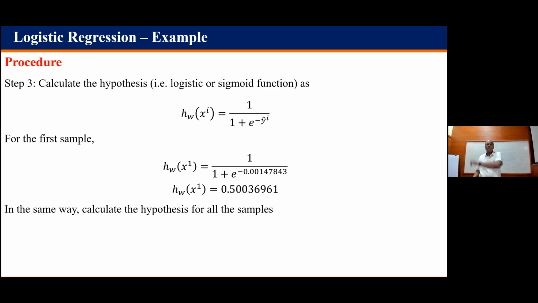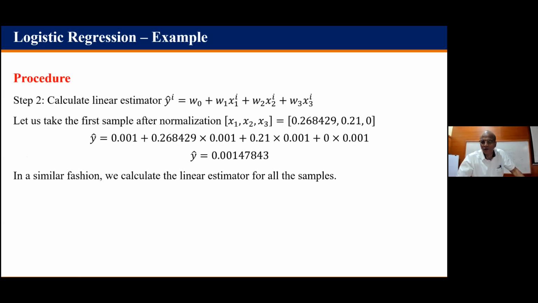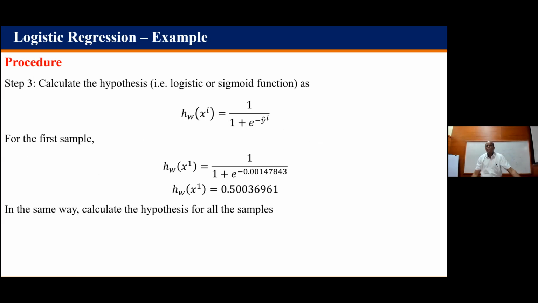Now calculate the hypothesis. HW of x of i is a vector: 1 by 1 plus e to the power of minus y hat. Previously we calculated 0.001. Now when you do that, the probability is 0.50. Since it is more than 0.5, we classify it as yes. So our algorithm will say yes. Like that, you do yes, no for all the 200 samples. This is basically the first few steps. In the same way, calculate the hypothesis for all the samples.